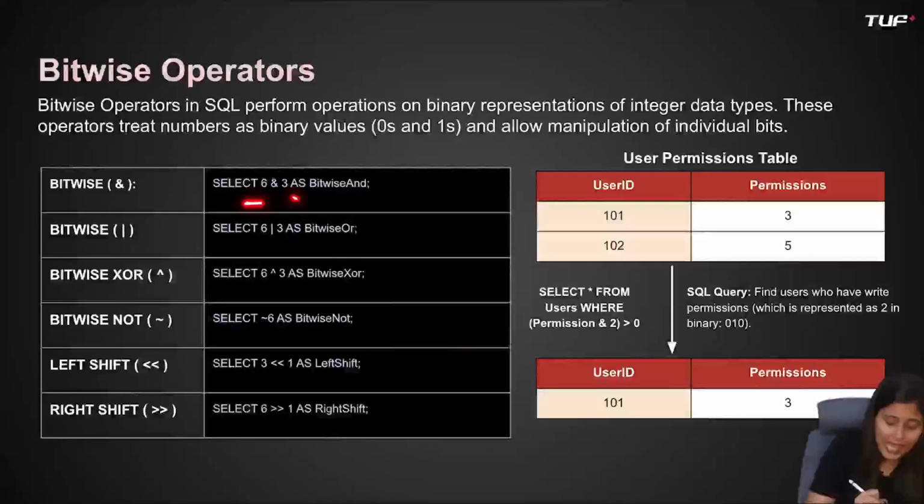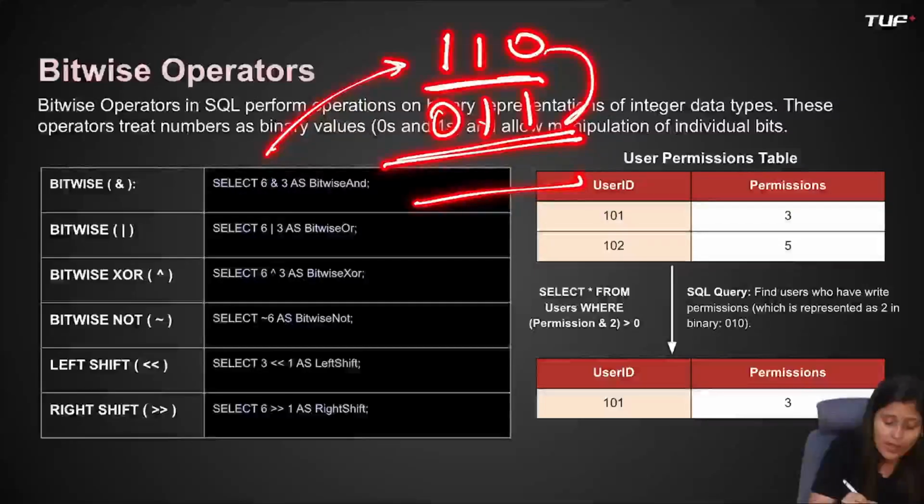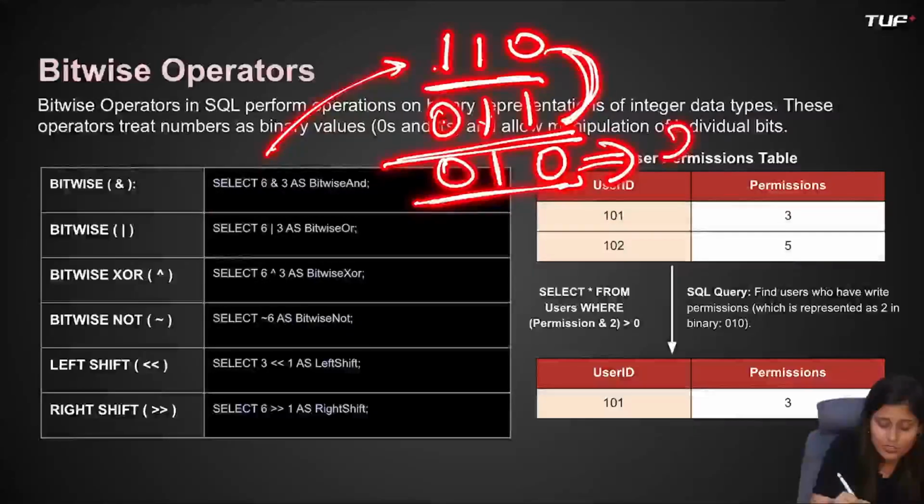When we say 6 AND 3, we are applying it in the decimal form. If you write the binary form of 6, it will be 4, 2 and 0, that is 1, 1, 0. The binary form of 3 will be 0, 1, 1. If you apply the AND operation here, 0 and 1, so false and true says false, true and true says true, true and false says false. If you convert it to decimal, this will be 2. So 6 AND 3 gives 2.